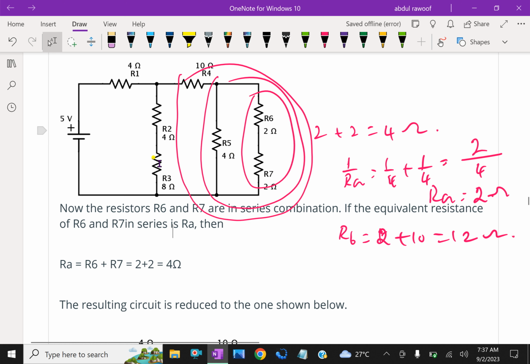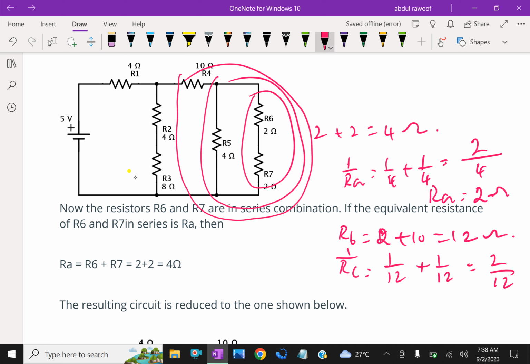parallel with this combination of series, that is here 4 plus 8 is 12, here another 12, so RC. 1 over RC is 1 over 12 plus 1 over 12, equal 2 over 12. Therefore, RC equals 6, because 12 over 2 is 6. This 6, this 6 and this 4 is all together.